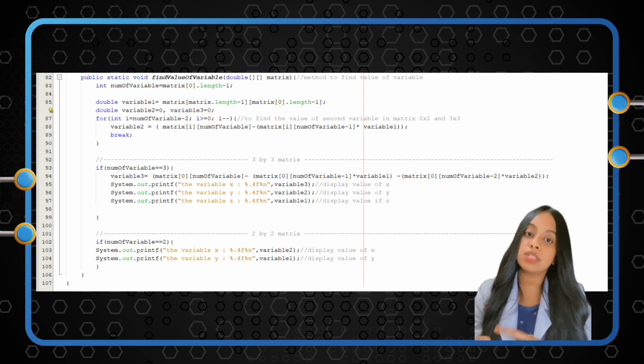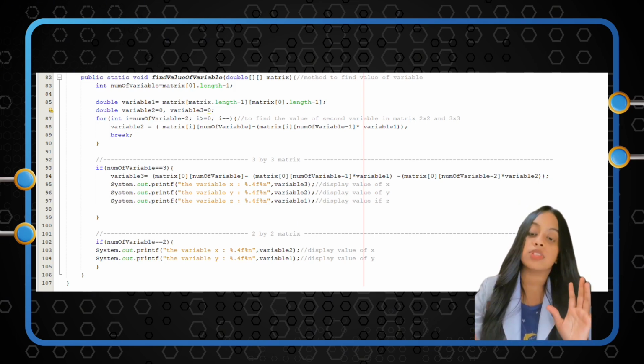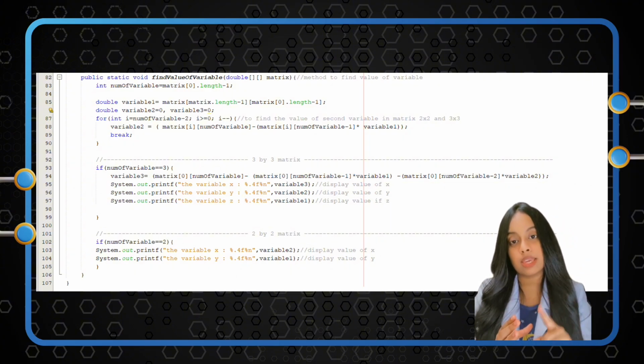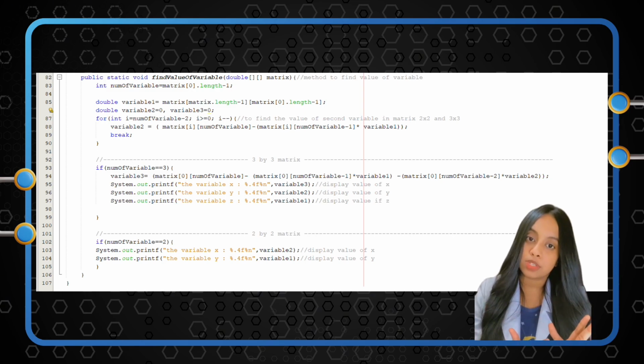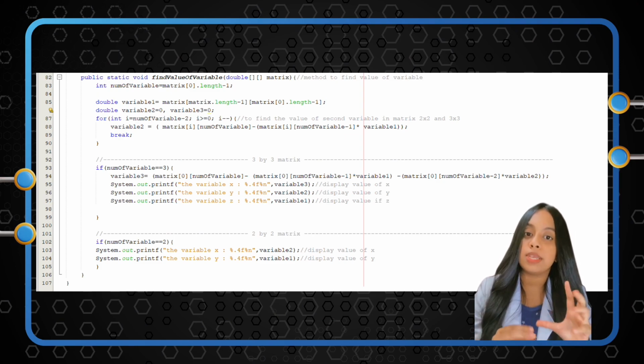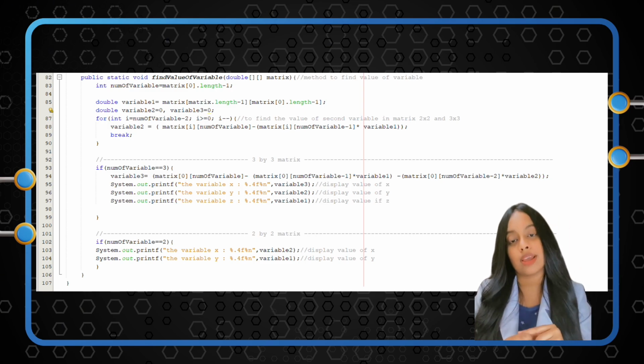Proceeding to the next segment of code, which is for the 3x3 matrix. We have set the code so that if the users key in 3 as their input, we will calculate the 3x3 matrix, and the output will be x, y and z, which is 3 different outputs. The same goes for the 2x2 matrix, which is the last segment of code. We input 2 so that we output 2 values, x and y.